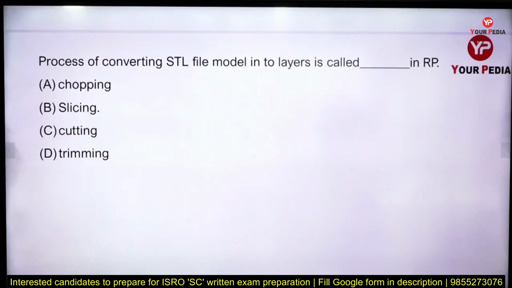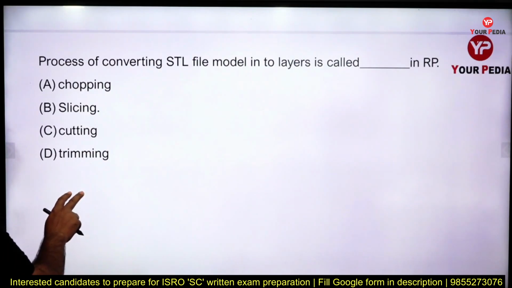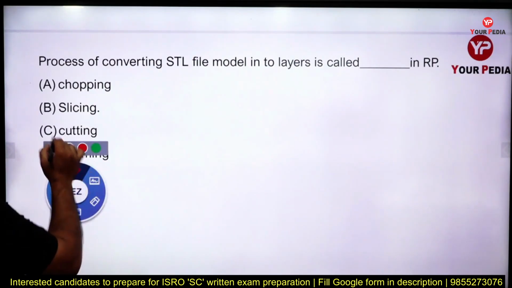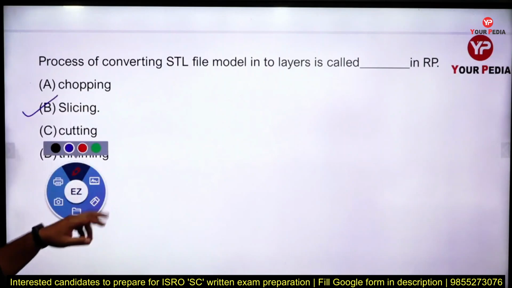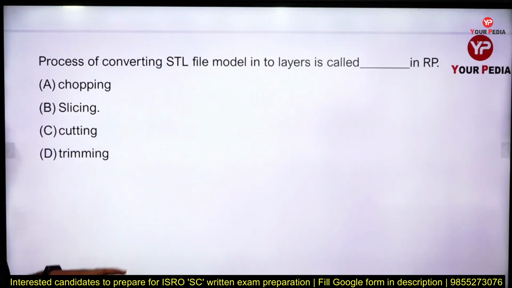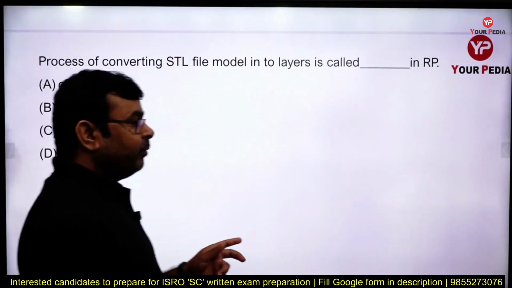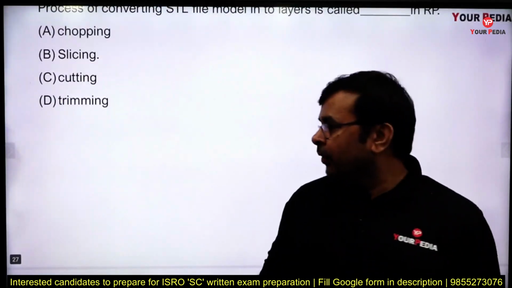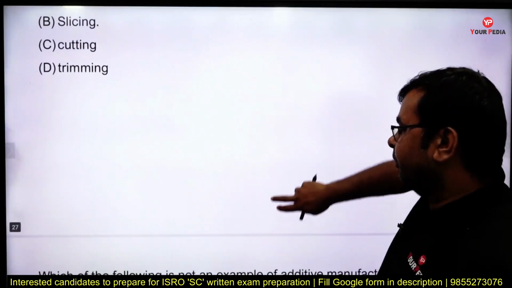Okay, let us see another question. The process of converting an STL file model into layers is called, obviously, anyone tell me, slicing. Is it clear? Slicing is the correct answer. After slicing you can make the 3D model, yes or no? Okay, let us see another question.